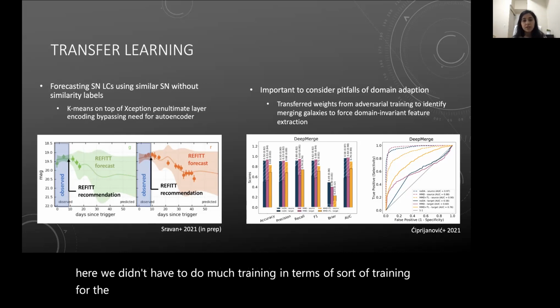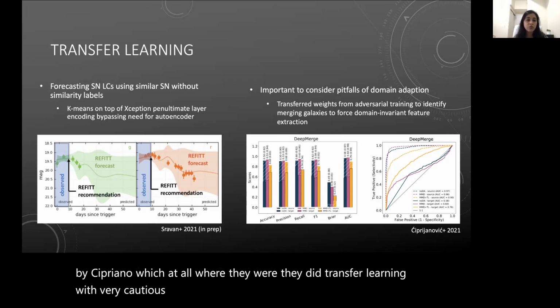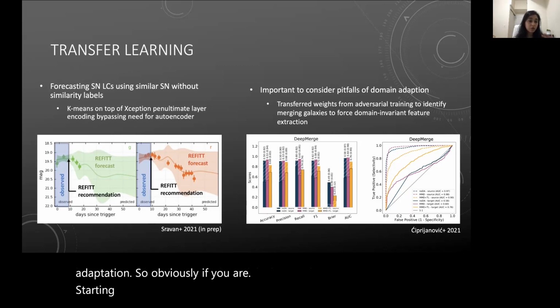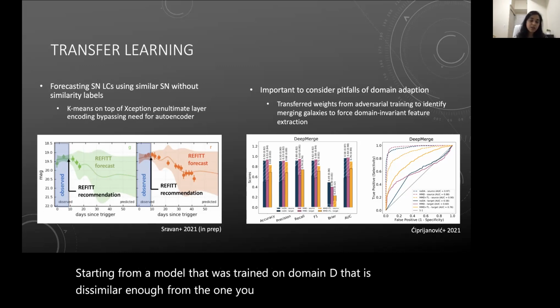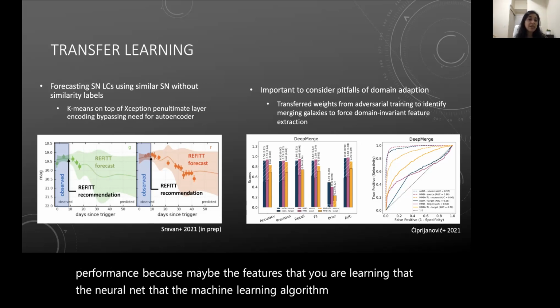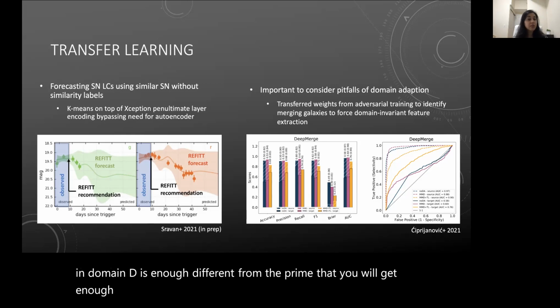Another example is from a recent paper by Ciprijanovic et al., where they did transfer learning with a very cautious approach towards paying attention to domain adaptation. Obviously, if you are starting from a model that was trained on domain D that is dissimilar enough from D prime, you will actually start getting poor performance, because the features that the machine learning algorithm was focusing on in domain D are different enough from D prime that you will get a loss, which is associated with a negative transfer.